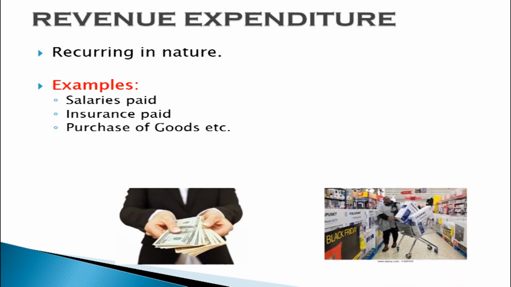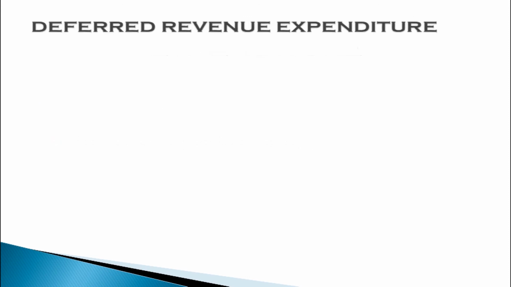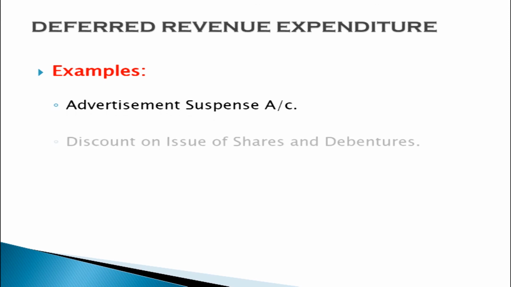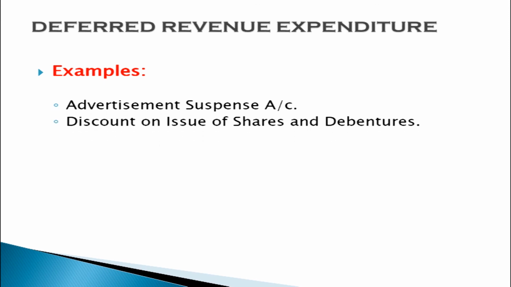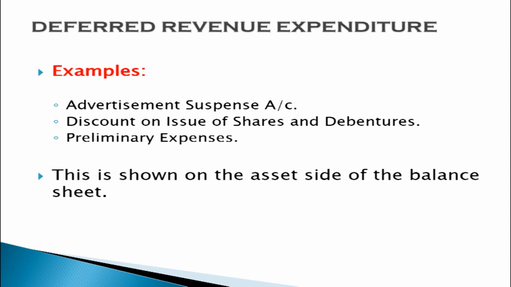And the last term of this topic is deferred revenue expenditure. Deferred revenue expenditure is an expenditure which is revenue in nature and incurred during an accounting period. Its benefits are to be derived over a number of following accounting periods. The common examples are advertisement suspense account, discount on issue of shares and debentures, preliminary expenses. These expenses are shown on the asset side of the balance sheet.